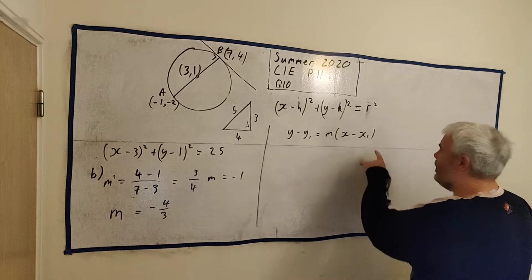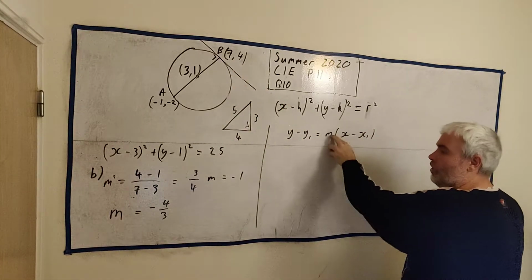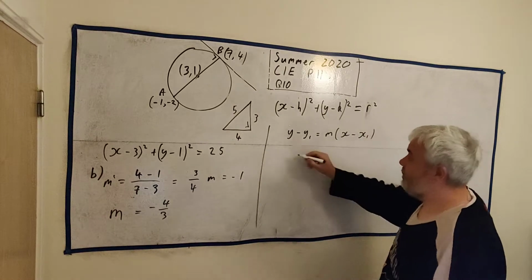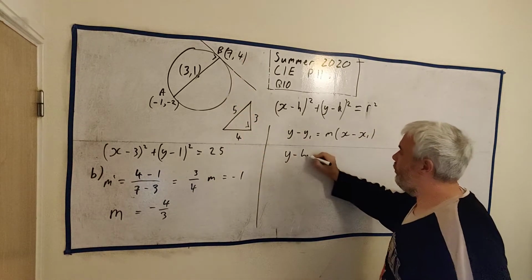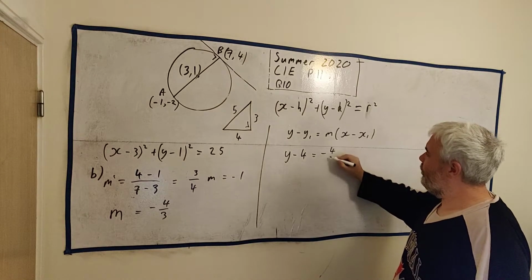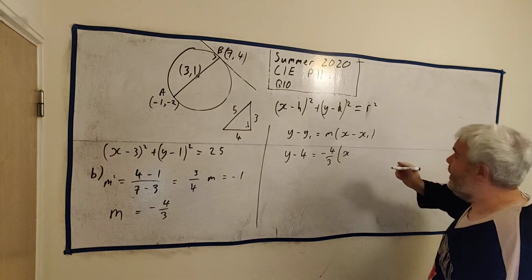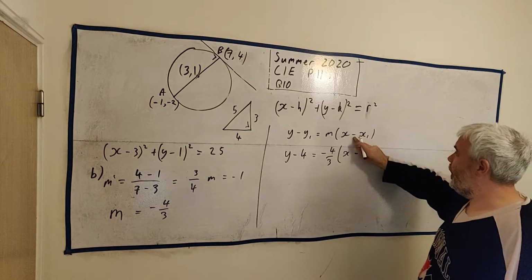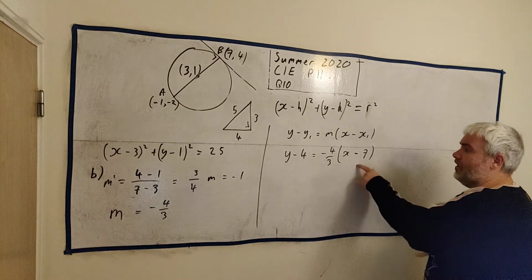Again, we need two things: a point, x1, y1, which we have there, and a slope, which we've just found. So we have everything we need. Y minus, there's the y1 we need, 4, equals minus 4 over 3, x minus x1, which is 7. And that's it, that's an equation of a line.